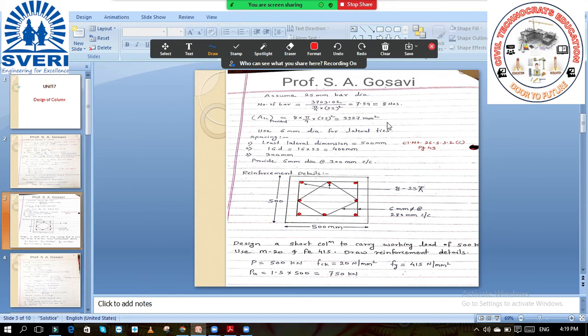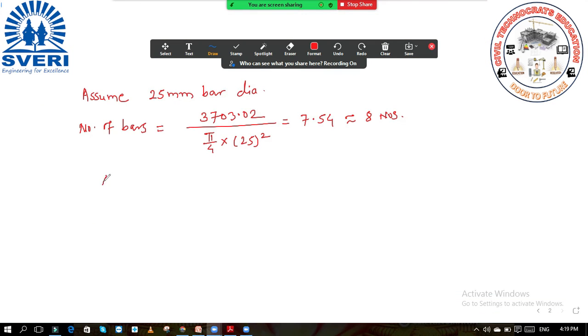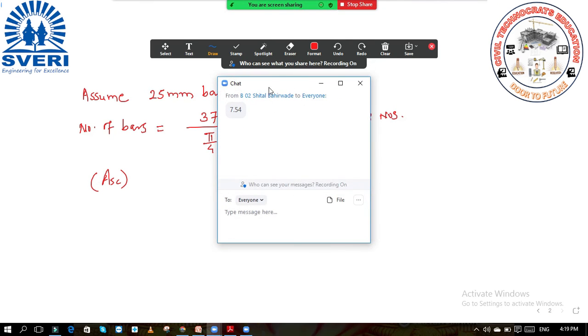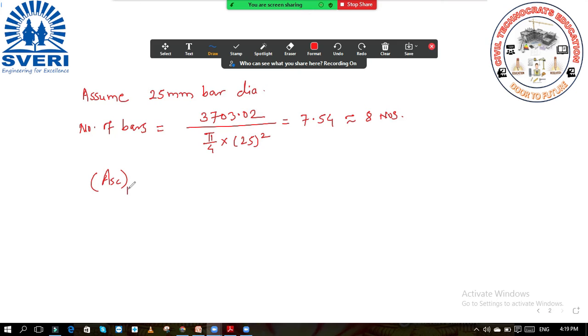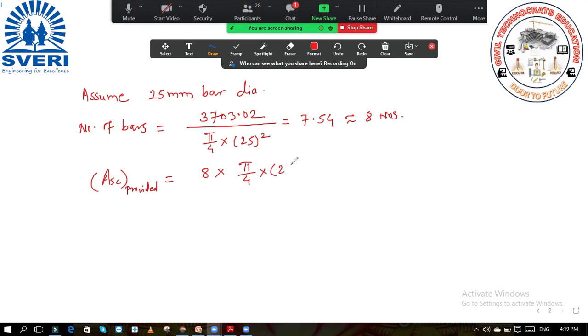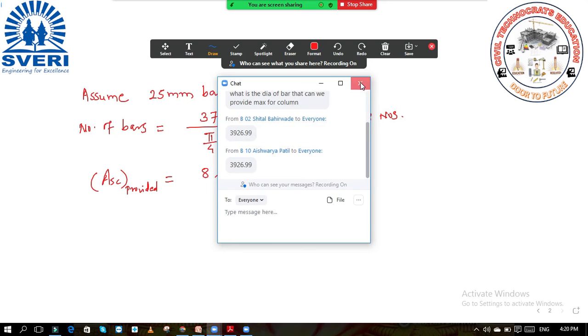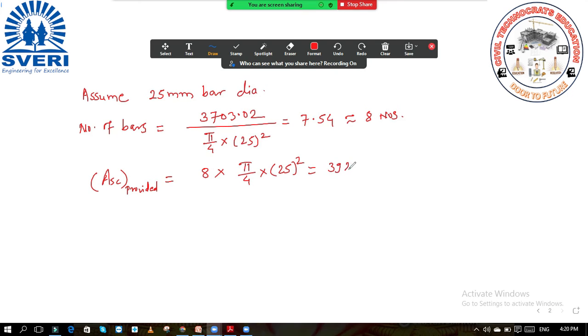So calculate the ASC provided now. ASC provided is equal to, we are going to provide 8 bars, each of bar diameter 25 mm. So what is now ASC provided? 3926.99. Okay, 3926.99. So the question is, what is the maximum bar diameter we can provide?